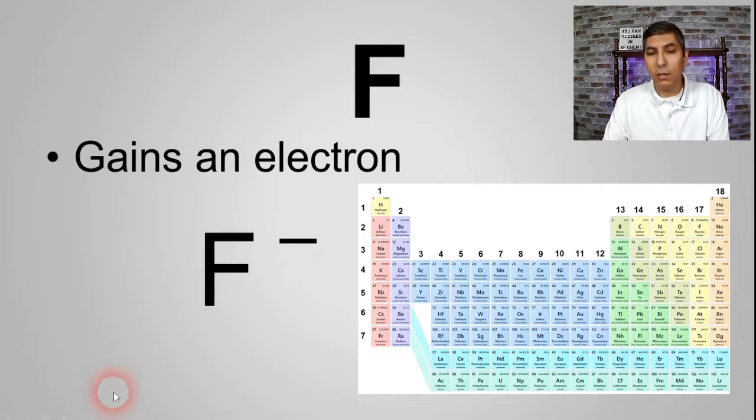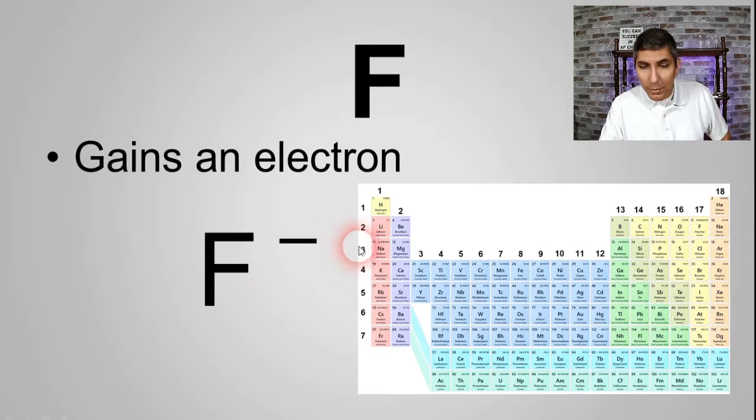Now, some students get a little bit confused when we say gaining electrons gives it a negative charge, because sometimes we associate the word gain with something positive. Well, as it turns out, the reason it's negative is because of what we're gaining. Remember, electrons have a negative charge. So since we're gaining an electron, what we're gaining is a negative charge onto that atom. So that's why it's F negative.